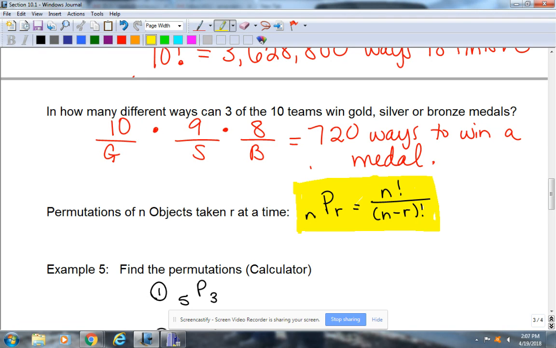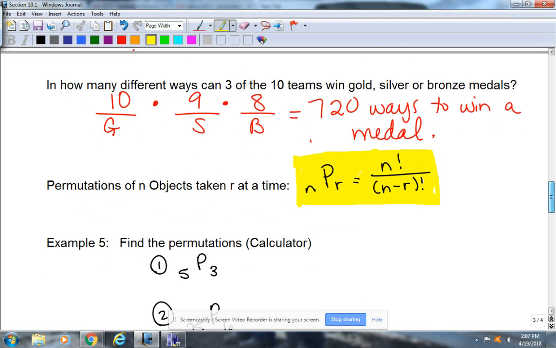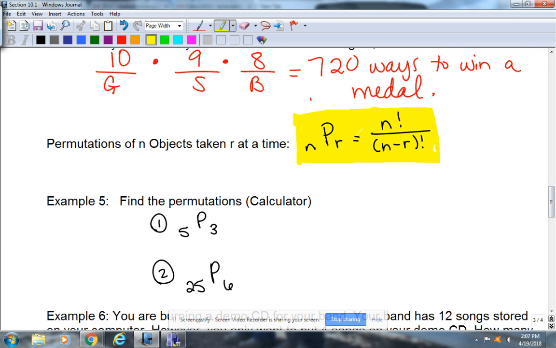So in a permutation, the order matters. It matters who gets gold, who gets silver, who gets bronze, right? Because you're just not going to randomly say, you get a gold, you get a silver, and you get a bronze, right? Doesn't happen. It's not random. So that's why it's a permutation. If order matters or placement matters, it's a permutation. So we actually can put these in our calculator.